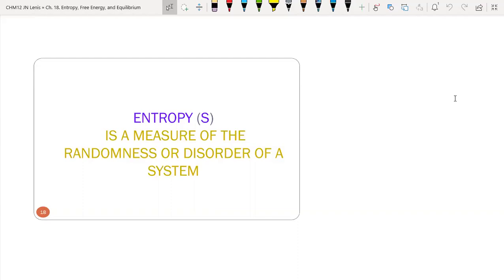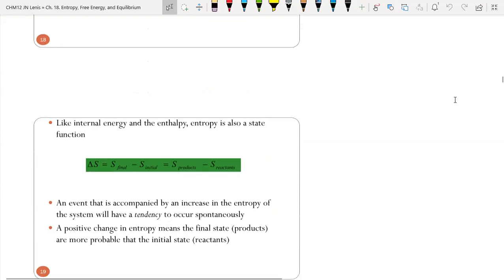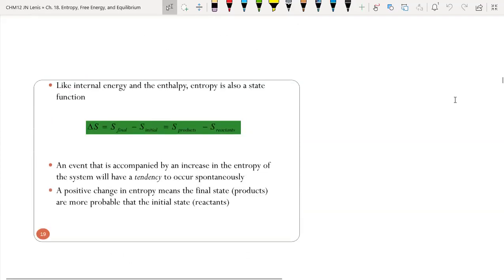We use the symbol capital S as a way to measure the state of disorder of a system. And that's the second law. So the second law says that the total entropy of the universe increases, or is increasing.